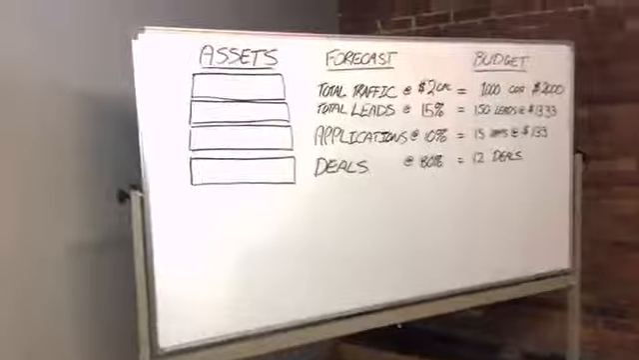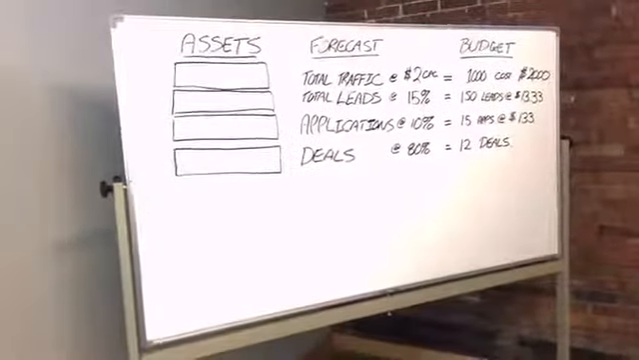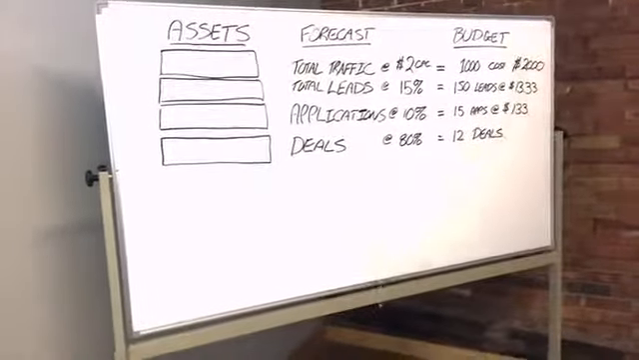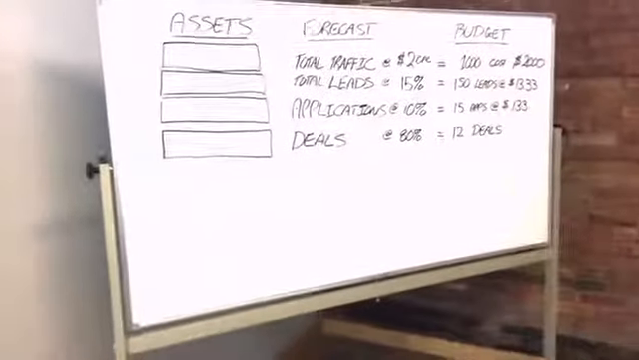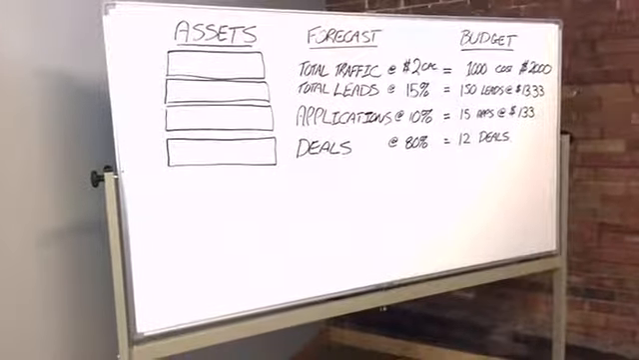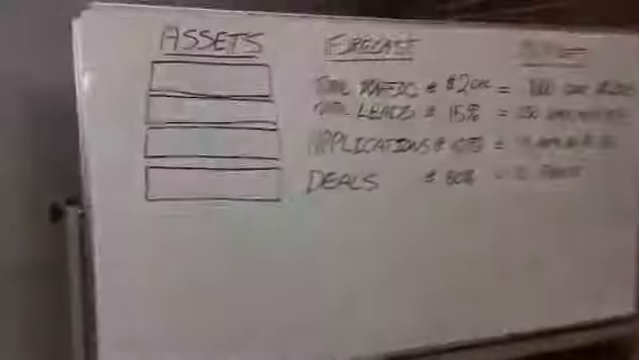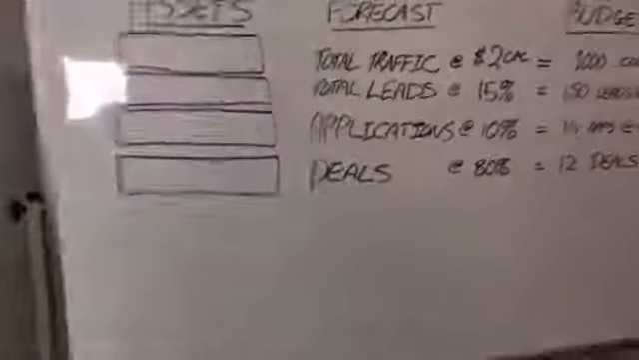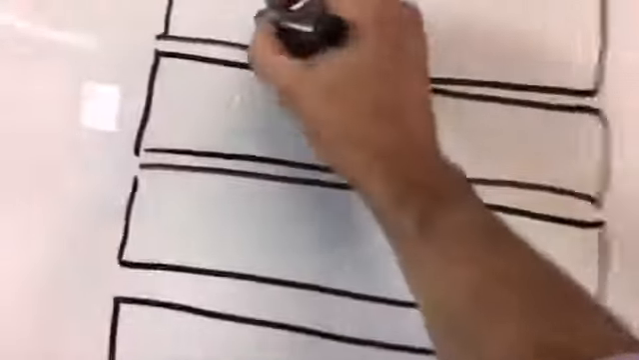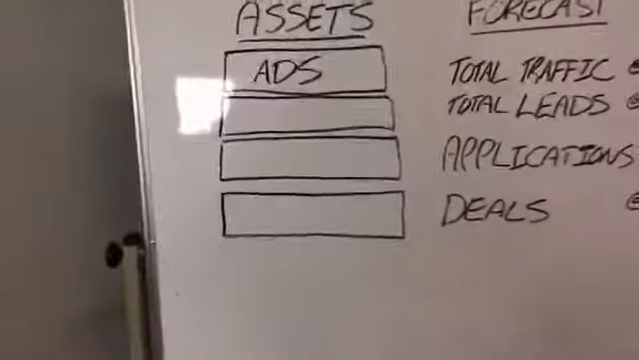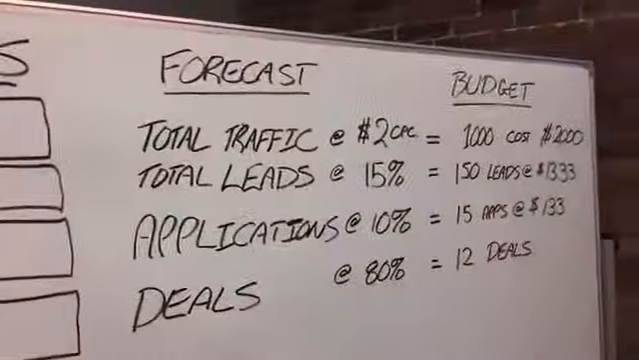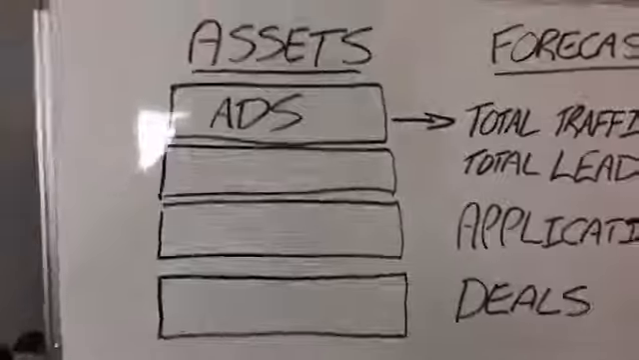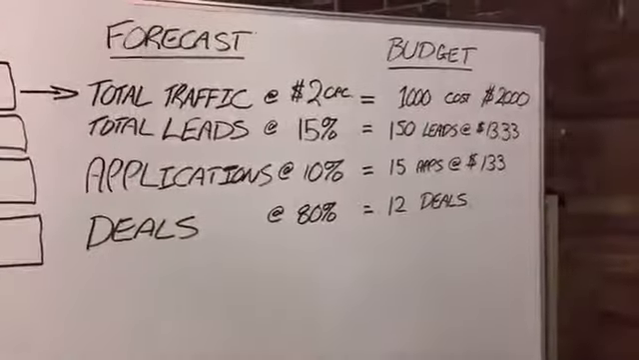So you've got assets, your forecast, and your budget. And it's my opinion that you should do this every time you launch a marketing campaign so that you can determine what it is that you're actually going to get from your advertising campaign. Inside your assets, you've got these 4 things. The first are your ads, the ads that you're running online, and that gives you your total traffic. So how much are you going to spend per click on your advertisement to actually drive your traffic? Then you work your budget out from that.